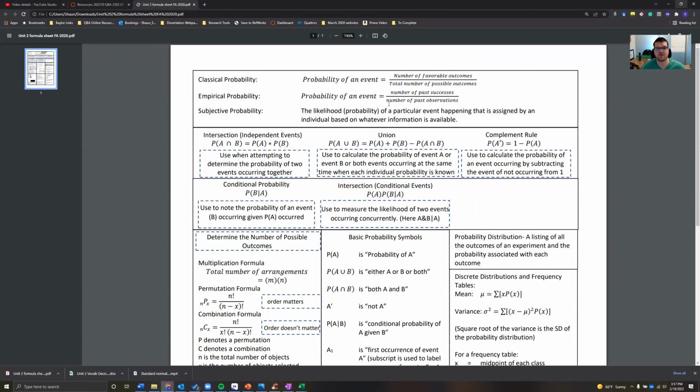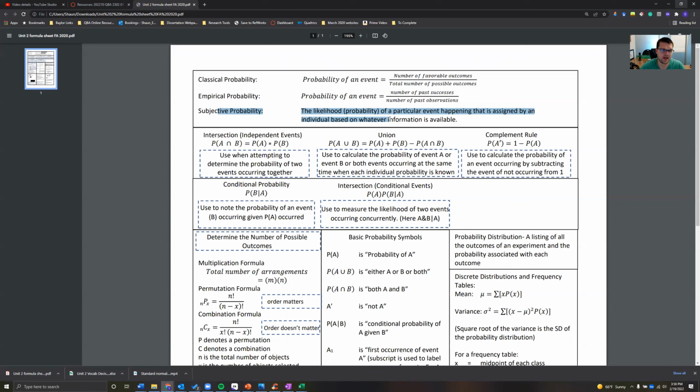Then the probability of an event for empirical probability is the number of past successes divided by the total number of past observations. And then subjective probability is the likelihood of a particular event happening that is assigned by an individual based on whatever information is available, which means that you can use empirical plus classical plus whatever other information you have. You put it all together. It's like, hey, I got lots of things to choose from. I'm going to use it all.